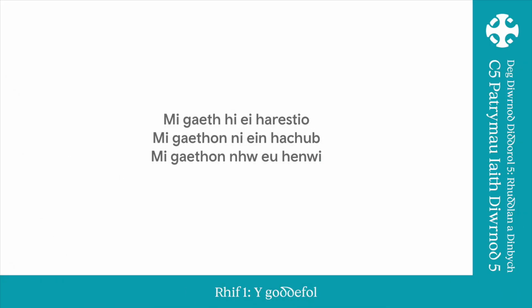Because of the possessive pattern, there is an h added to the words following ei, feminine, and ein. Mi gaeth hi ei harestio. Mi gaethon ni ein hachub. Mi gaethon nhw ei henwi.